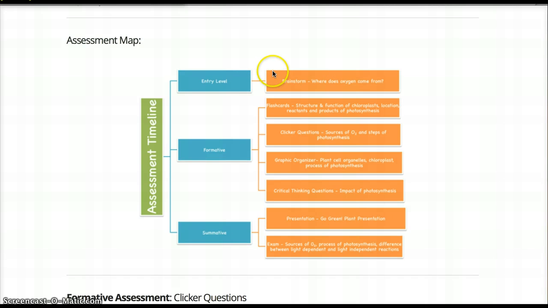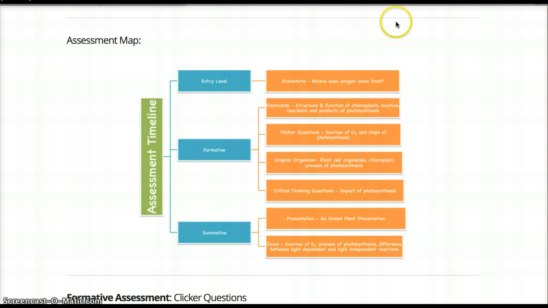So starting with my entry-level assessment, I'm going to have students brainstorm. It's going to be very informal. They're going to answer a question that I'm going to recite to them verbally, and that is, where does oxygen come from? The idea behind this is just to get students critically thinking about why this process is important for life on Earth.